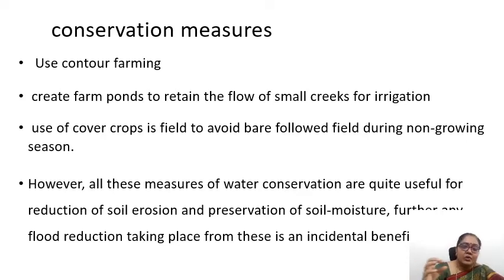So it is not just that we are trying to bring in flood control measures by having contour farming, by having ponds created or covering those lands. We were in turn able to bring in a solution to soil erosion. So we were able to check soil erosion, we were able to reduce soil erosion. At the same time, it was also beneficial for checking the floods.